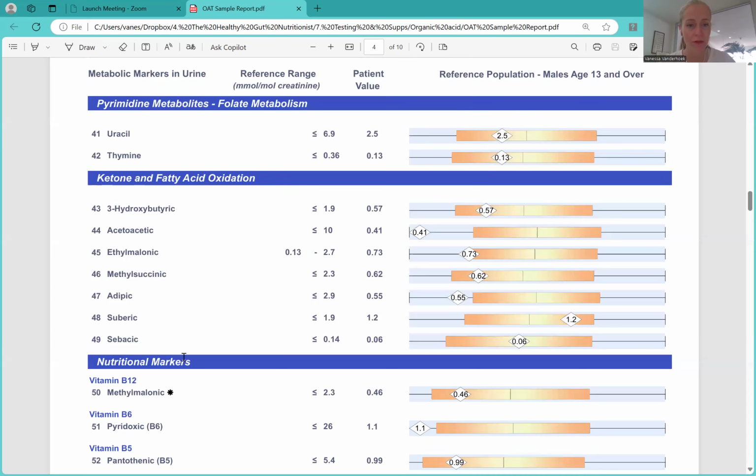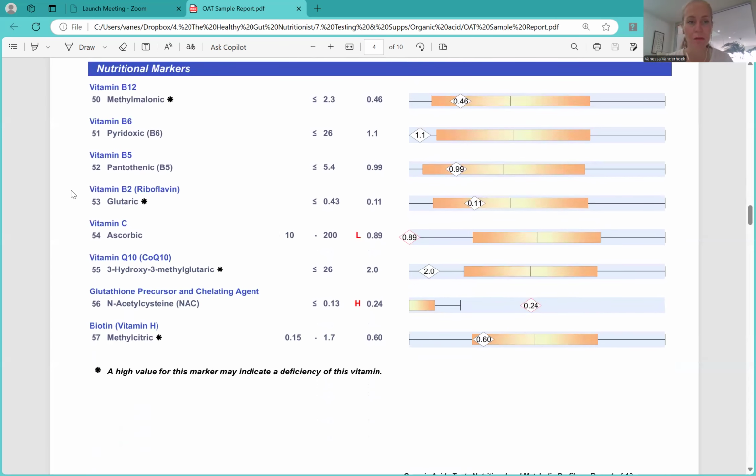Your ketones, nutritional markers. I'm looking here at B12, B6, B5, B2. Not so much vitamin C or glutathione. They're usually low on a fasting urine. So don't worry about those too much. But definitely biotin and CoQ10 as well.